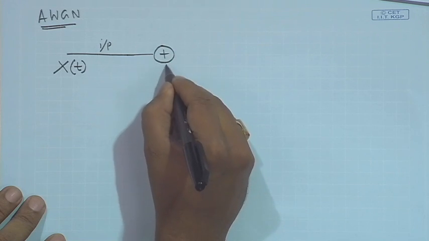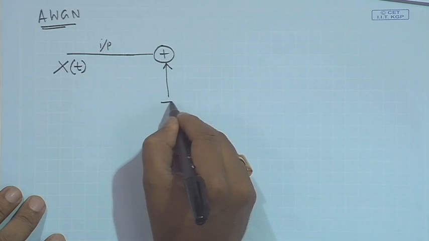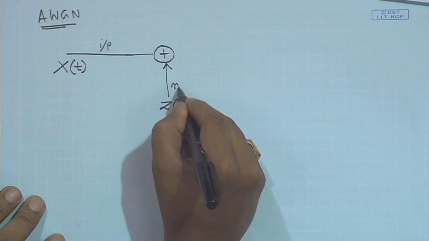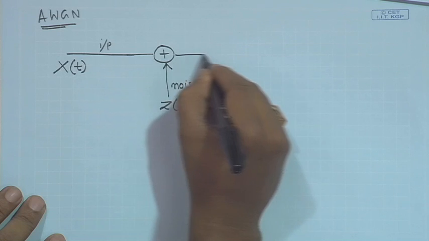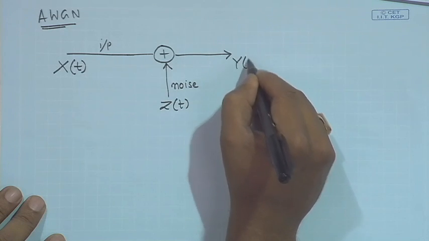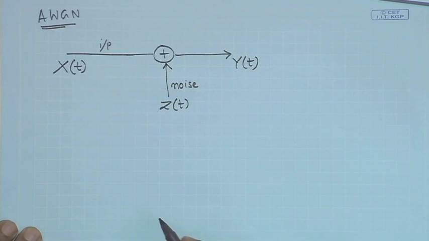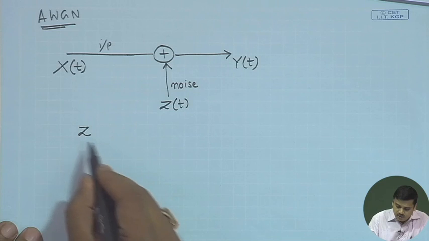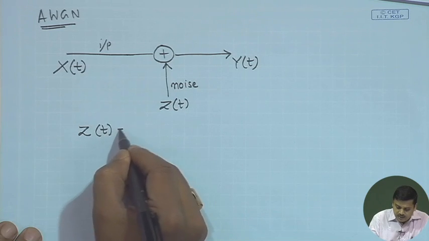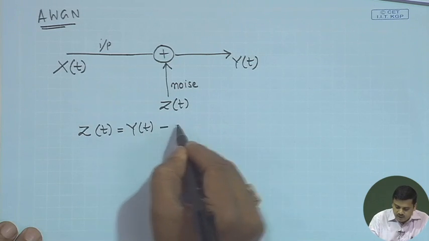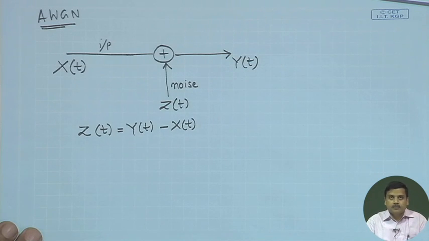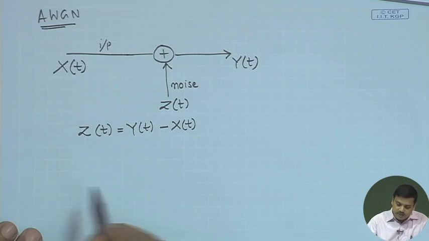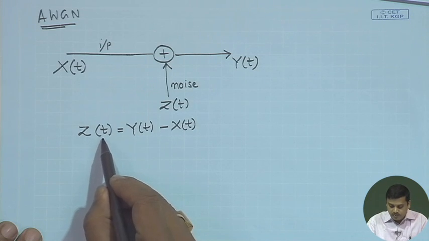Then there is addition of noise represented by z of t, and what you receive is y of t. Now, this is a very simple model where we say noise is additive. Since it is a simple linear and additive model, we could write z of t as y of t minus x of t, right.